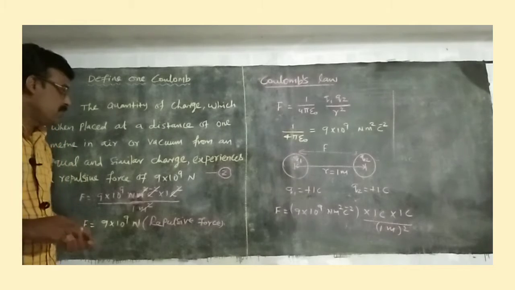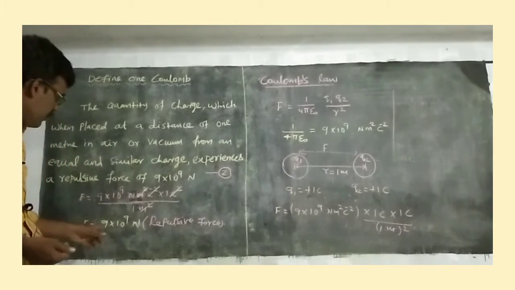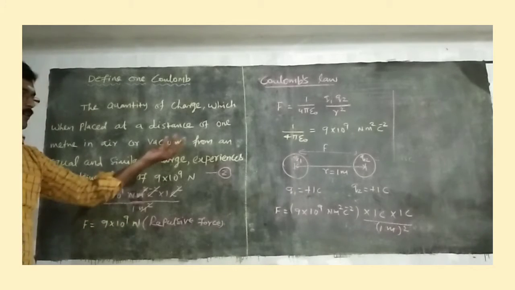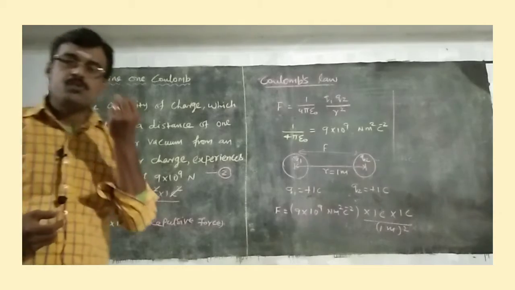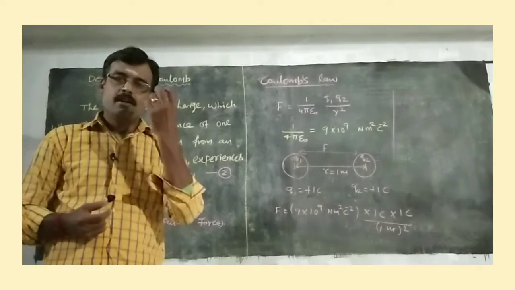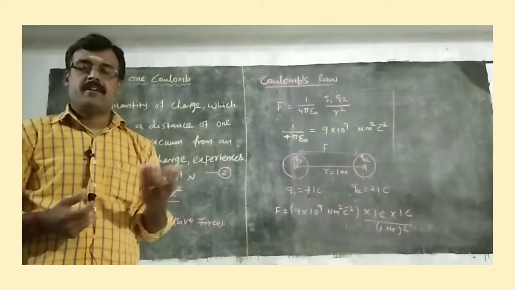Define 1 coulomb. You will get 2 marks for this particular question. 9 into 10 to the power of 9 Newton force is created by the similar charges 1 coulomb and 1 coulomb. This is a very huge force. So this kind of force we are not able to get in our day to day life.